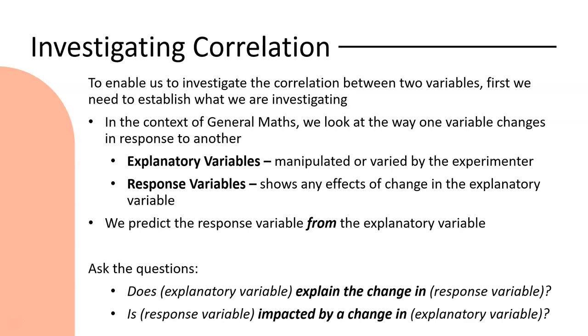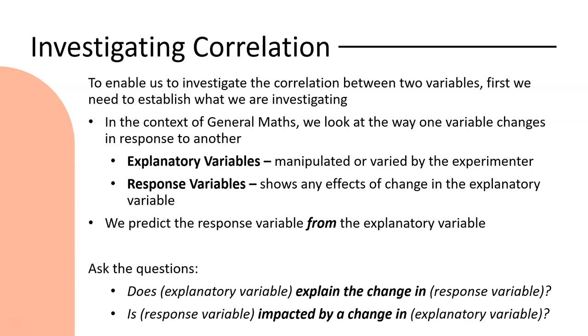What we're doing in bivariate data is investigating the correlation between two different variables. In the context of general maths, we're looking at either categorical versus categorical, categorical versus numerical, or most frequently, numerical versus numerical. That's where later on we're looking at scatter plots, and applying linear models to make predictions. That comes further down the track.